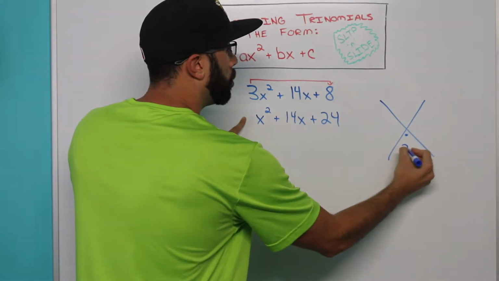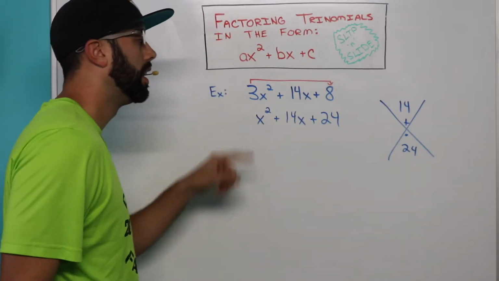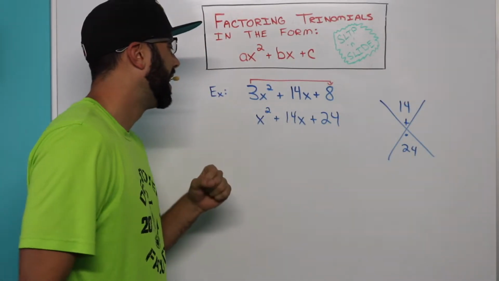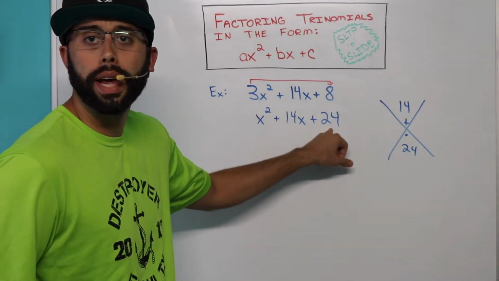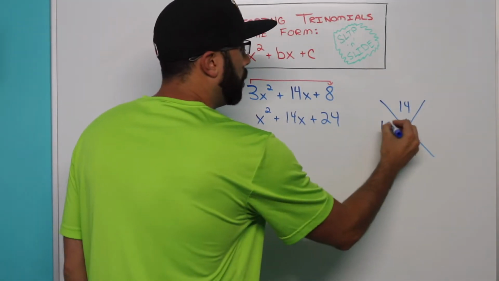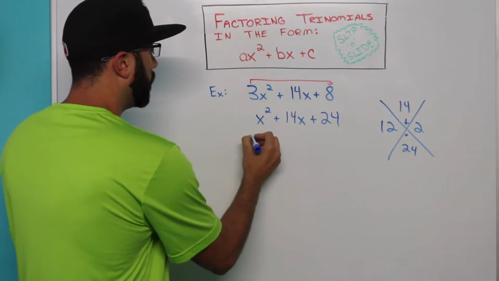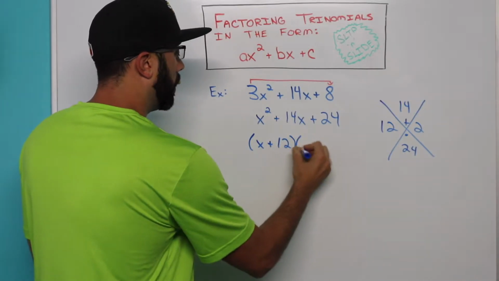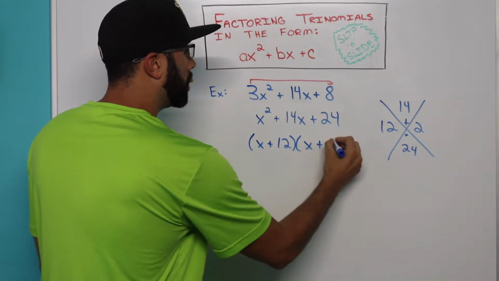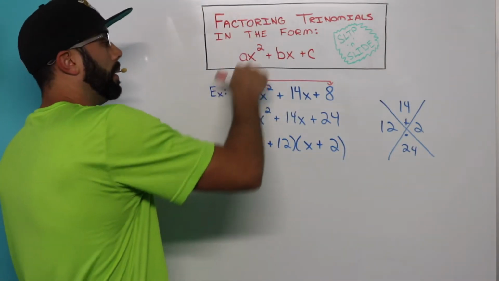Alright, two numbers to multiply give us 24, but add to give us 14. 7, I don't know where I get 7 from. How about 12 and 2? That came to my mind, because 12 times 2 is 24, and 12 plus 2 is 14. So then I'm going to be left with x plus 12, x plus 2.